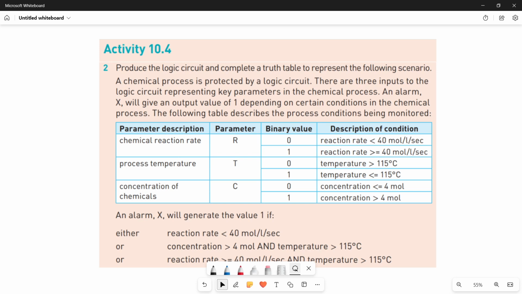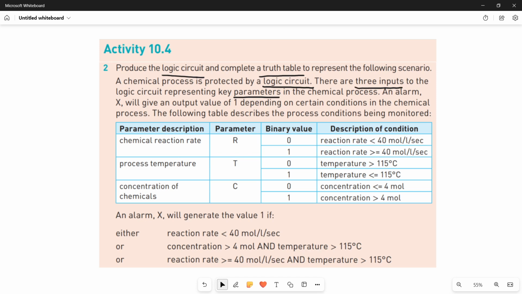The question says: produce the logic circuit and complete the truth table to represent the following scenario. A chemical process is protected by a logic circuit. There are three inputs to the logic circuit representing key parameters. So it means you can easily see that the number of inputs we have in the logic circuit are three, and those are basically the key parameters in the chemical process.